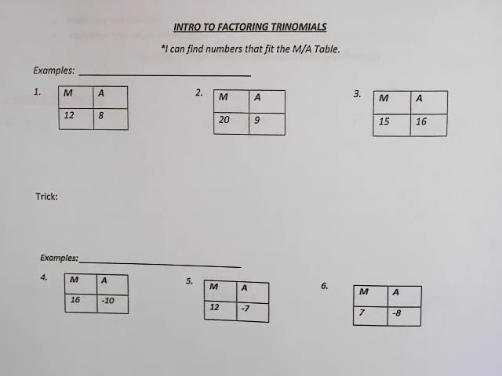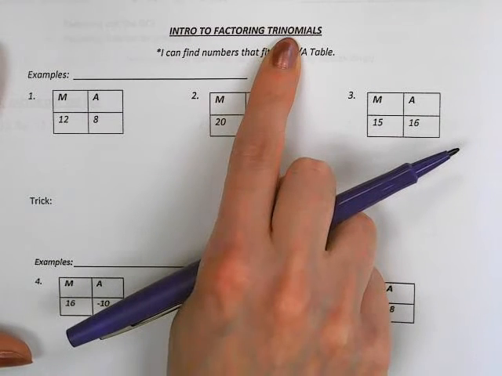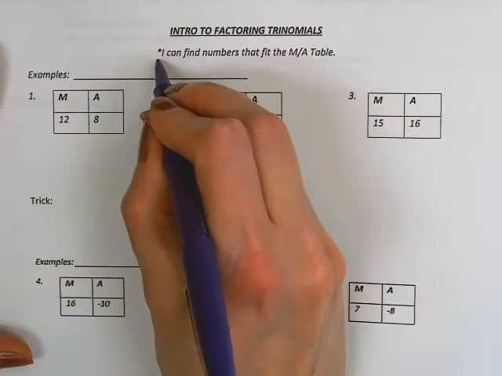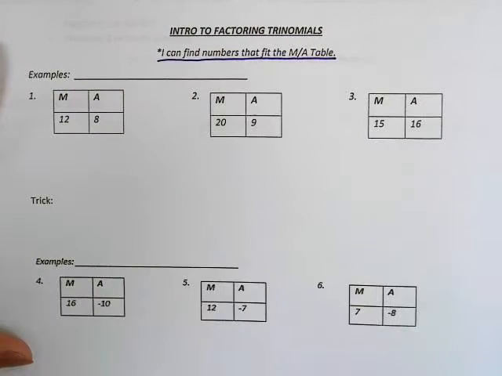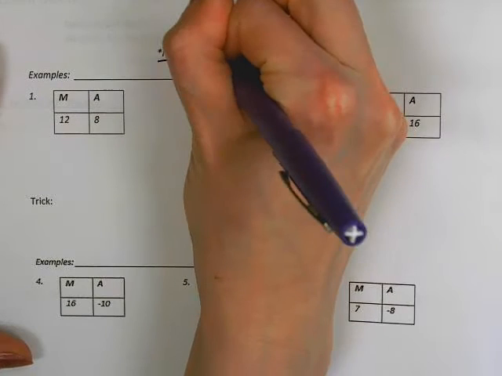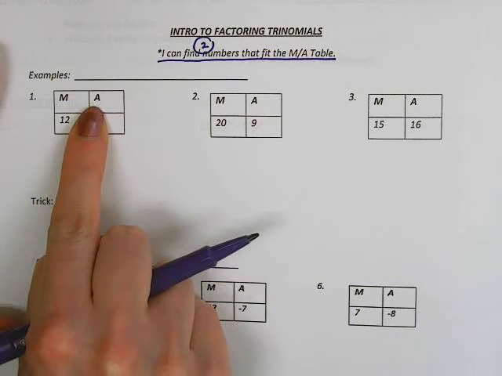Guys, today we are going to be learning a skill that is going to be helpful when we start factoring trinomials. Okay, so here's what we're doing. You are going to be finding two numbers that fit the multiply add table. Okay, so let's write that here, two numbers. So M stands for multiply, A stands for add.